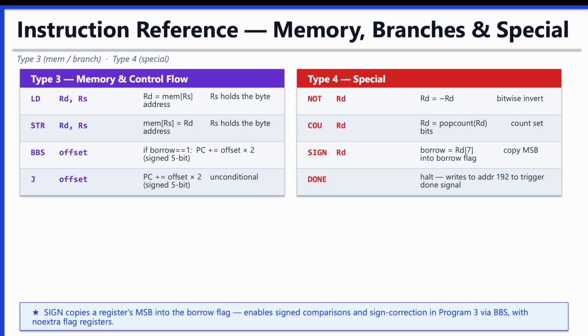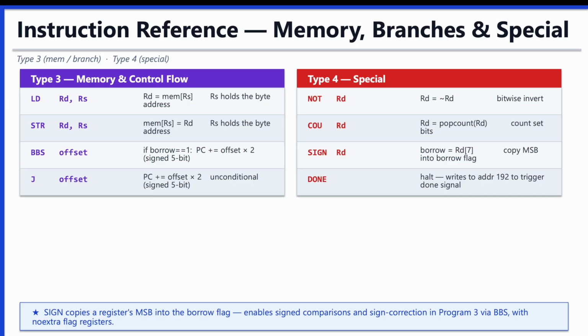Now, more onto our control flow and memory instructions. We have load and store, which are very similar to our register instructions. In this case, it simply loads from RS or RD, or stores from RS or RD. And the main ones we have here are our 2 branch instructions. Number 1 is just an unconditional jump, and number 2 looks at the borrow bit. This is why our sign bit, like I said, we use borrow for sign as well.